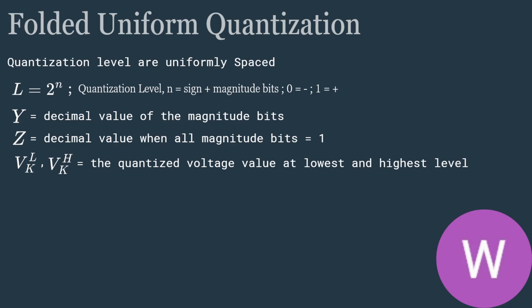Just now we discussed unfolded uniform quantization. So now we discuss folded uniform quantization. The difference between them is that this folded uniform quantization will look at the first significant bit, whereby if the first significant bit is 0 it means it's negative, and if it's 1 it means it's positive. And here are also some variable terms used: Y equals the decimal value of the magnitude bits, Z equals the decimal value when all magnitude bits equal 1, and then there is also VKL and VKH. Basically, VK is quantization value. So VKL is the lowest and VKH is the highest.